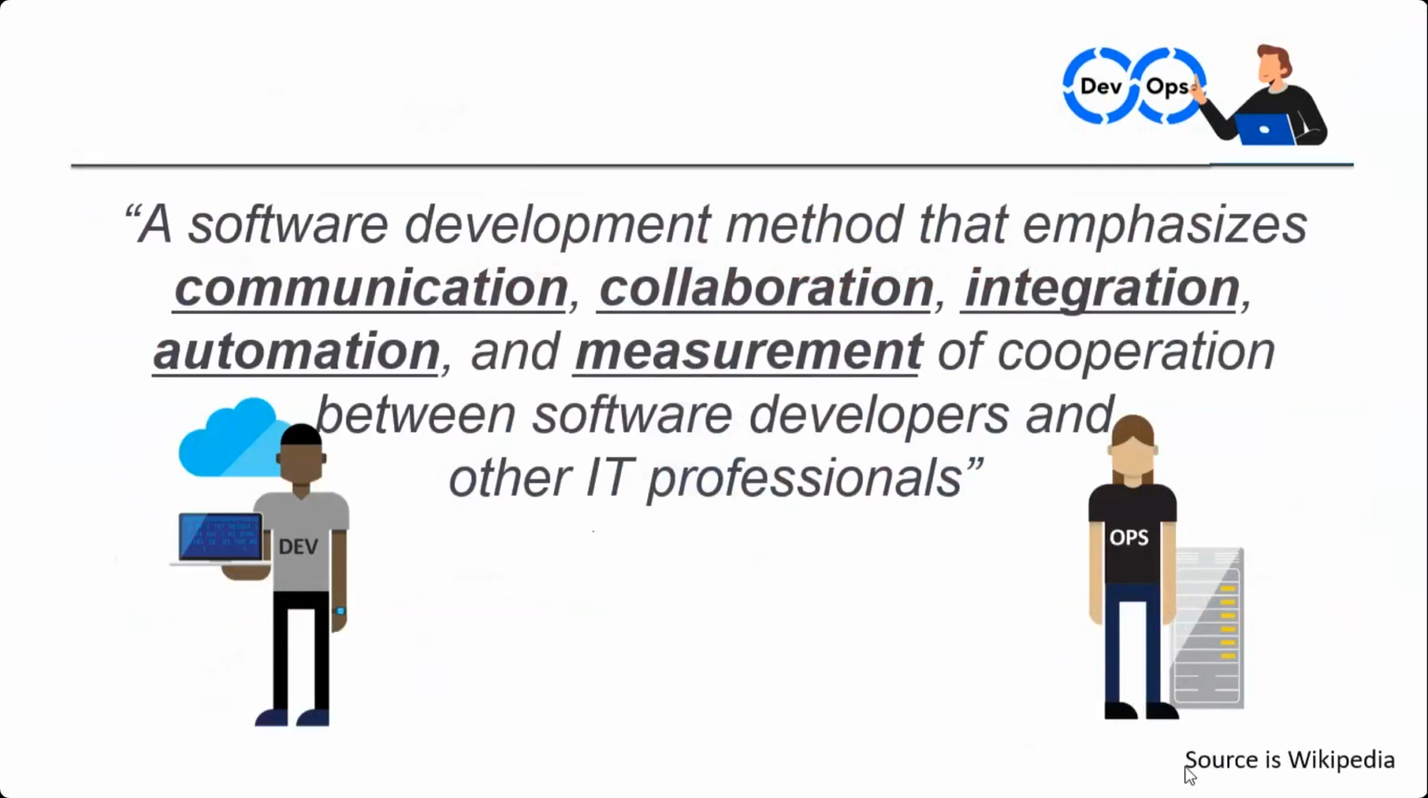And here's the term taken from Wikipedia. A software development method that emphasizes the communications, collaboration, integration, automation, and measurement of cooperation between the software developers and other IT professionals. So this term actually describes what DevOps is: a software development methodology that focuses on improving collaboration, communication, and integration between the software developers and IT operation professionals.